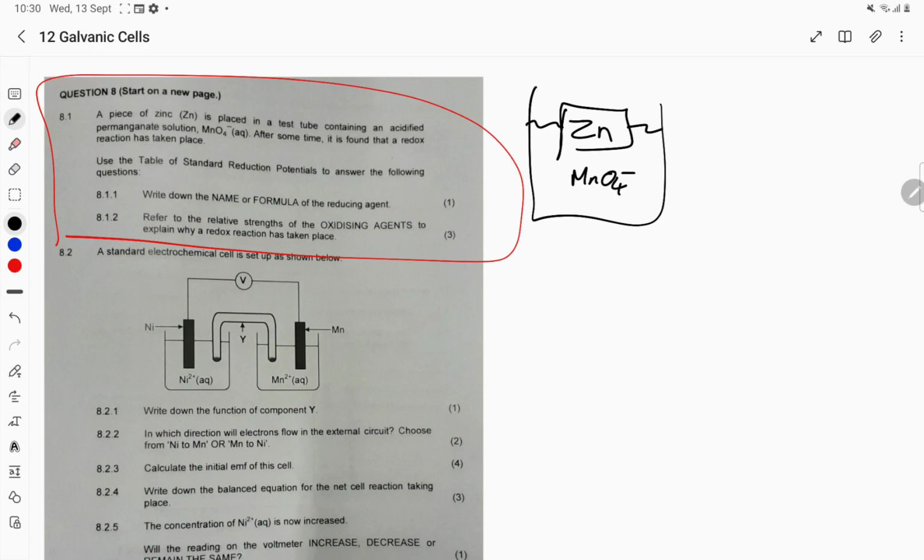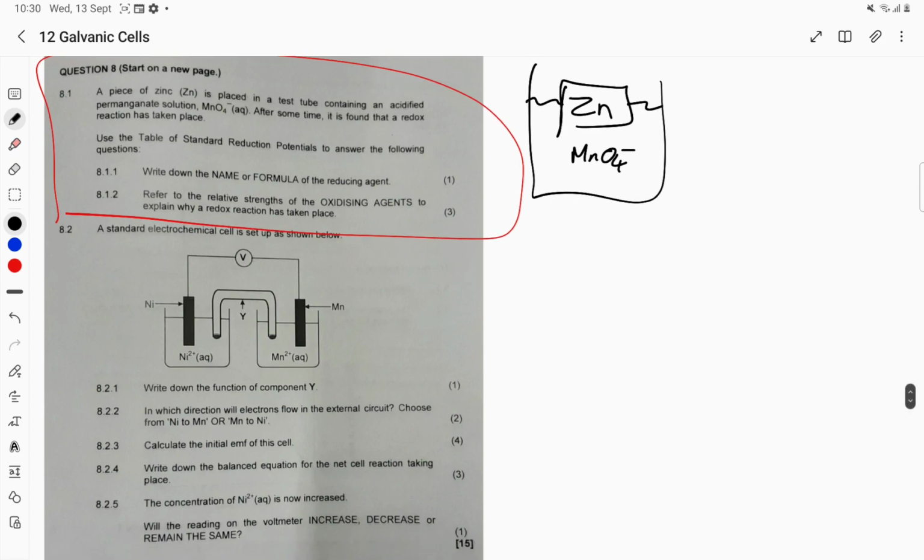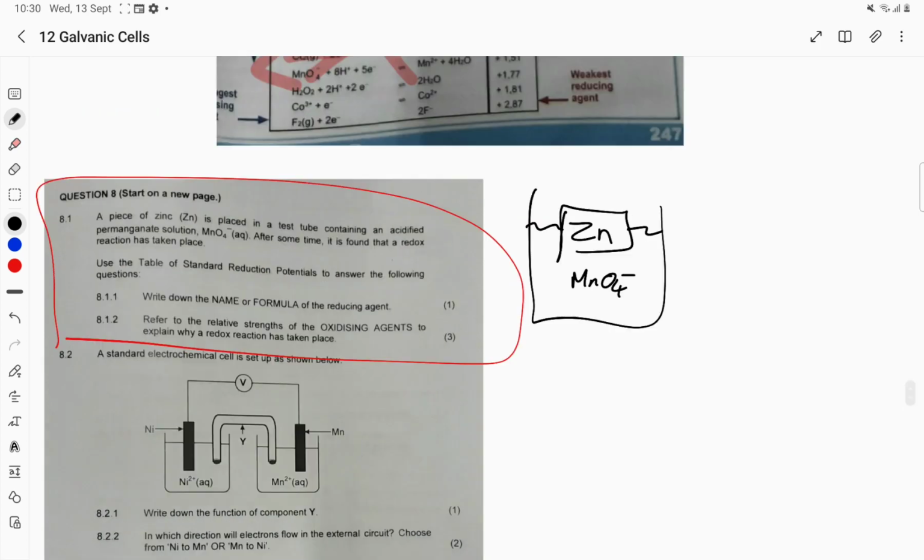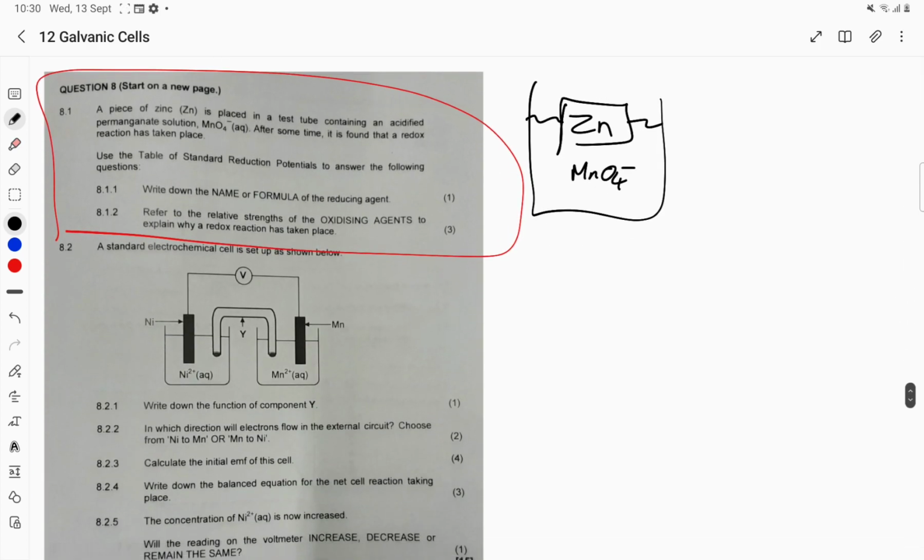H2MnO4 aqueous. So that's one of the ions. Anyway, it's saying after some time, it's found that the redox reaction takes place. Use the standard reduction potentials to answer the following questions. That's this story over here. Okay. Write down the name or formula of the reducing agent. That is the thing being oxidized.